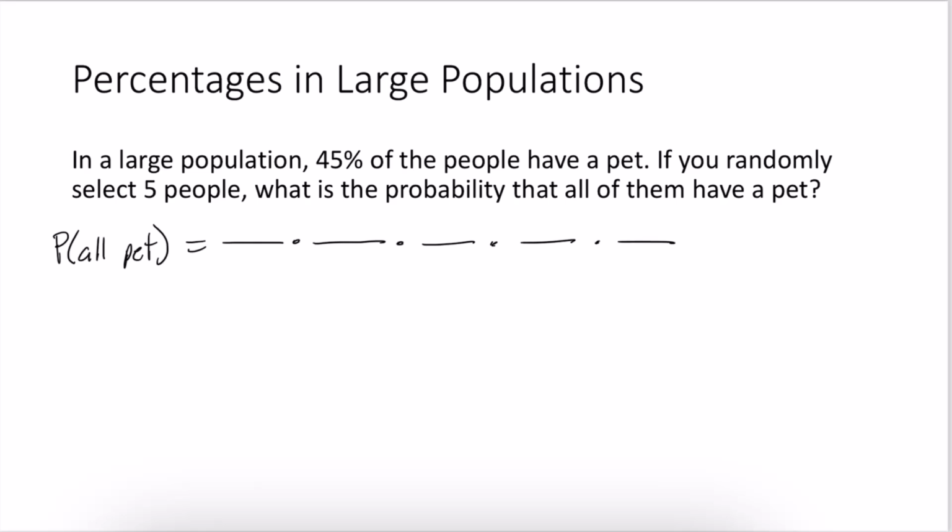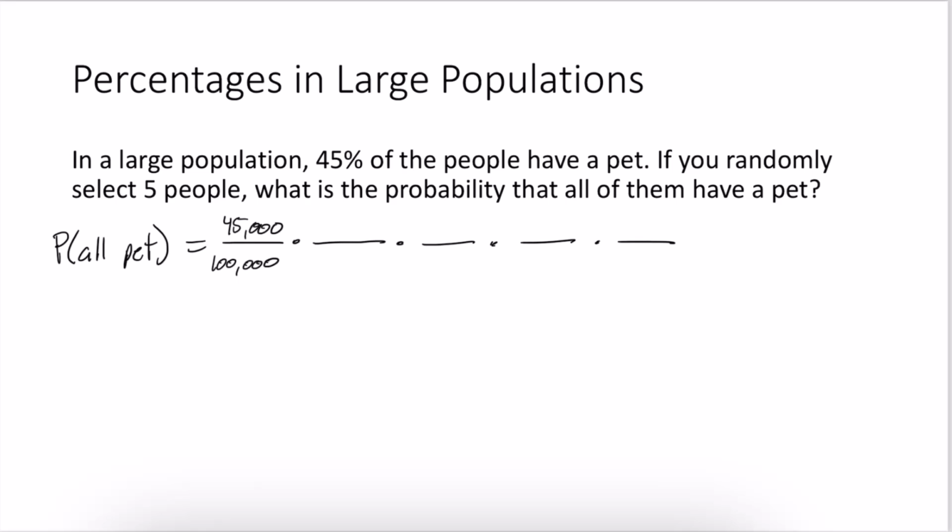Now, the issue in this case is that we weren't told how many people are in the population. We were just told that it's a large population and 45% of them have a pet. So in a large population, we don't know how big it is. Like it could be 100,000, it could be a million. We don't know how big this population is, but you can think of the percentages as being a fraction of whatever the population is. So, like if we had 100,000 people in the population, 45% of that would be 45,000.